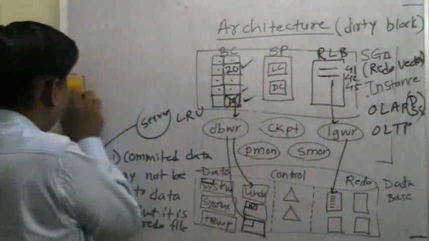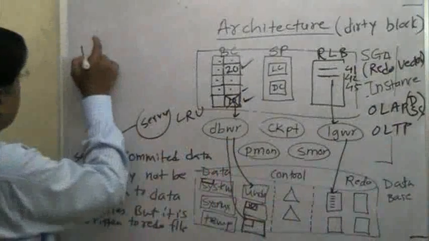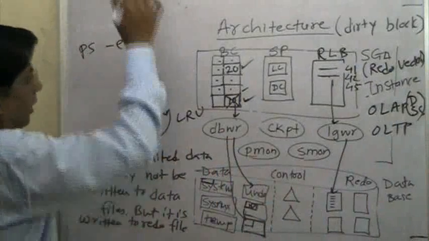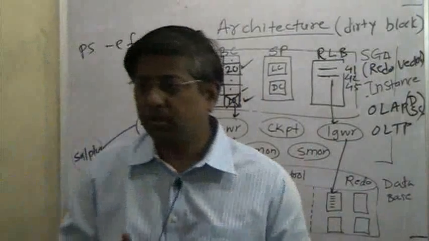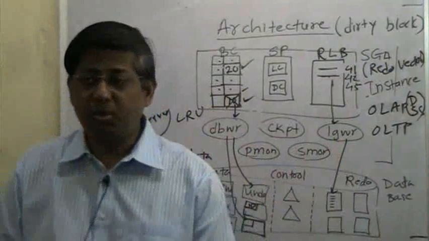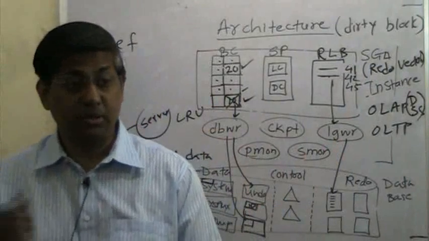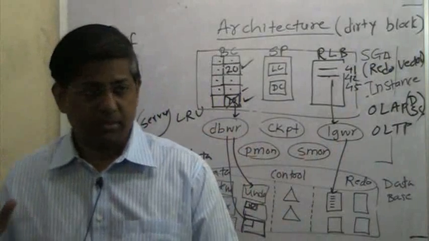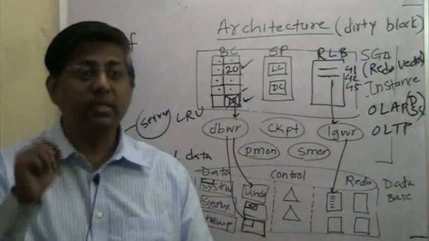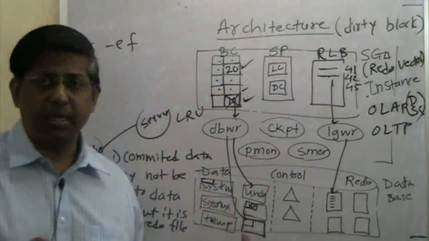So the command to find out whether that is running or not. In fact, this is a very commonly used command, ps -ef. It will show you all the processes, that means all the programs that are running on the machine. And if you see that there is a process called lgwr, then I know that my database is running. If the process lgwr is not running, then my database is not running. That means the correct word is my instance is not running. My instance is not up. My database is always going to be there.